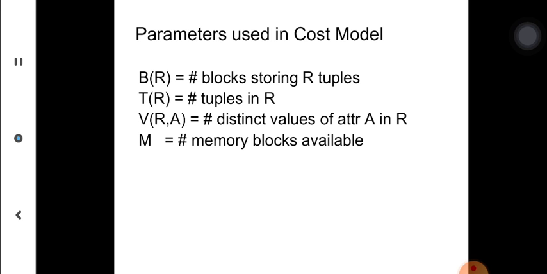Now, parameters used in the cost model, there are 4 parameters. B of R means the number of blocks storing R tuples. B means block, so B of R means the number of blocks that you are storing R tuples in. T of R is the number of tuples in R. V of R, A means the number of distinct values of attribute A in R. And M means the number of memory blocks available.